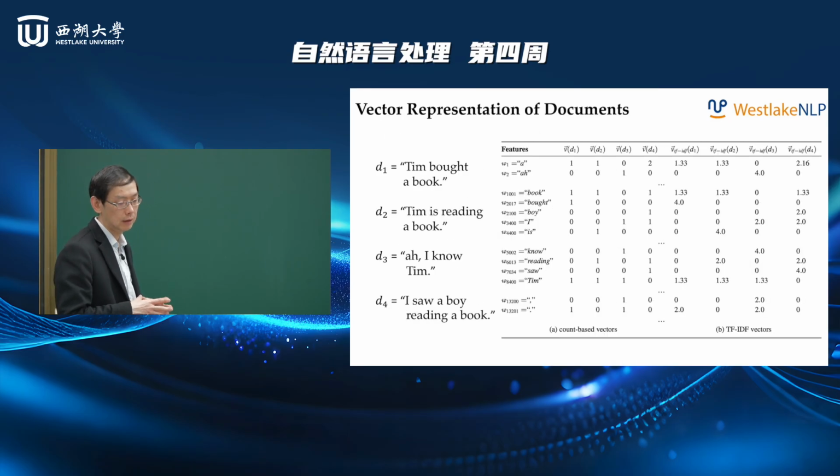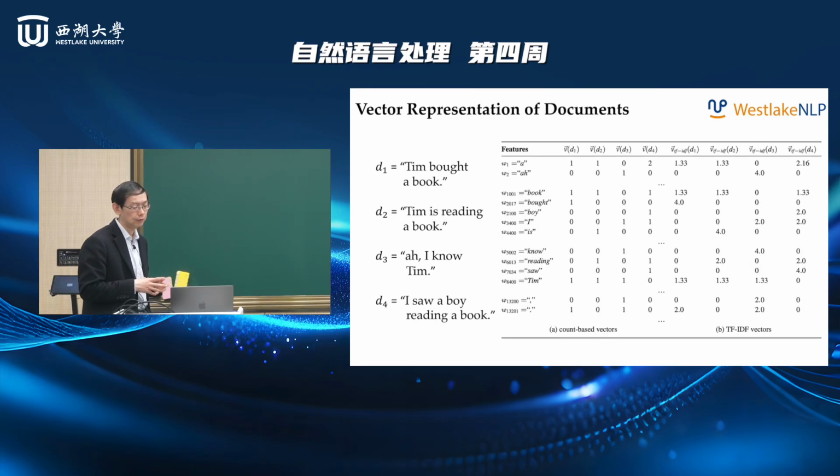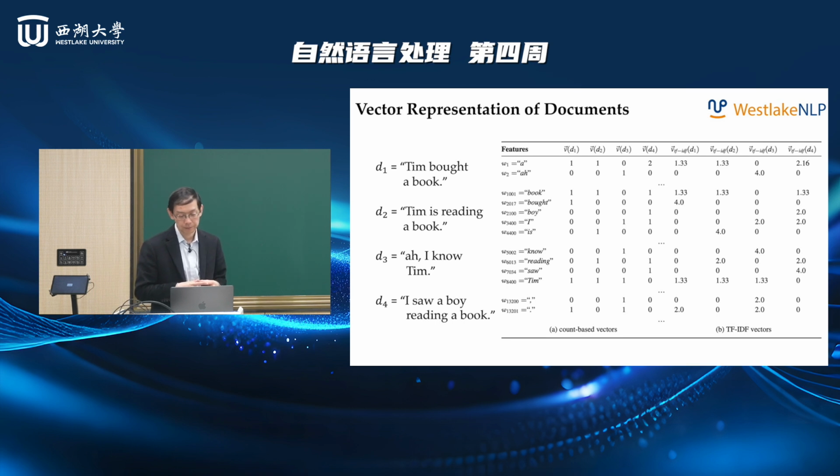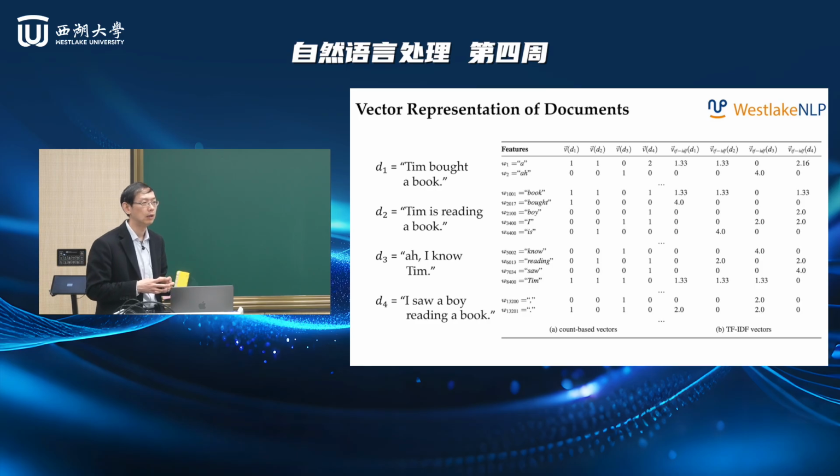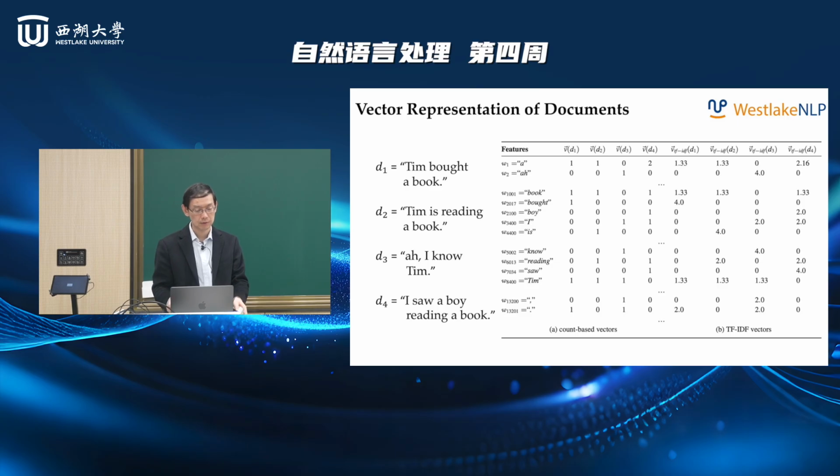And if you do that, let's go back to the 4 documents we discussed earlier. You realize the influence of the frequent words will become relatively reduced by using TF divided by DF. And the influence of words like Tim and boy will be relatively stronger after you do the DF normalization. Still column vectors.